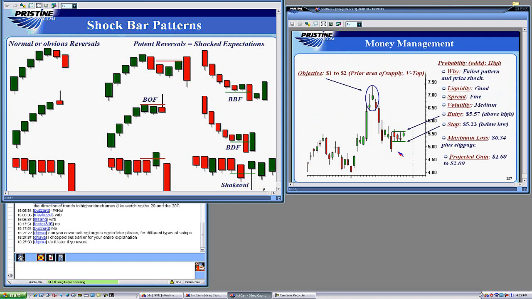As we go through the setup, look, what's our reward to risk? Why are we doing it? Well, I've got a failed pattern. There's a price shock there. Liquidity is good. Check your spread, volatility. What's my entry point? Where does my stop have to be? What's my max loss plus slippage? I've got a max loss of 34 cents plus slippage. I've got a gain possibly here of $1 to $2 if it can reach this prior high. I've got a good setup here.